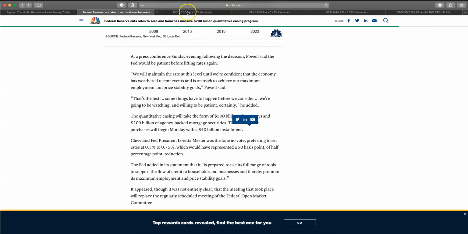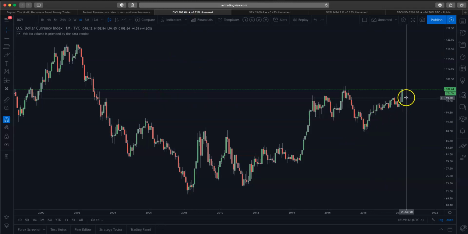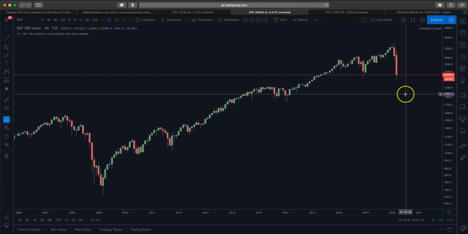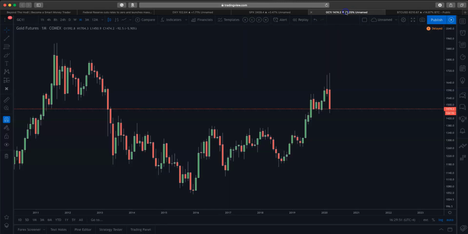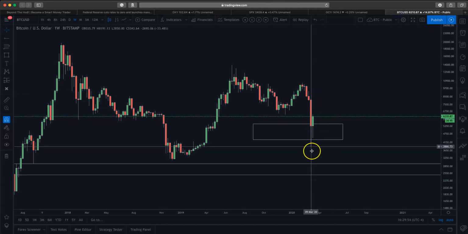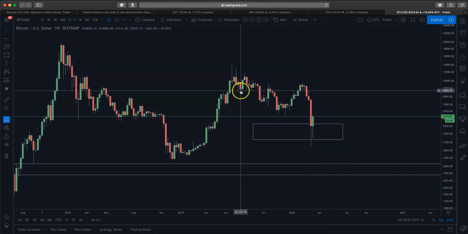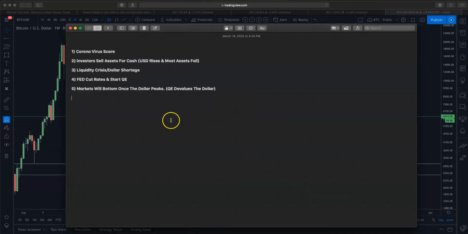First off, we're going to take a look at the dollar chart. As you can see, the dollar is currently rising. We're seeing a massive rally in the dollar. If we look at the stock market, it is indeed falling. If we look at gold, gold is falling. And if we look at Bitcoin, Bitcoin has been falling, although we've seen a little bounce the past couple of days. So as you saw from that note, we're seeing all those things happening: assets falling and USD rising.